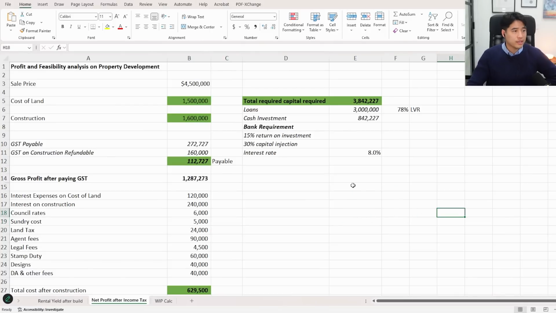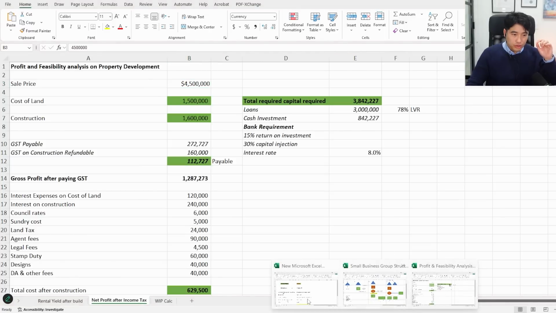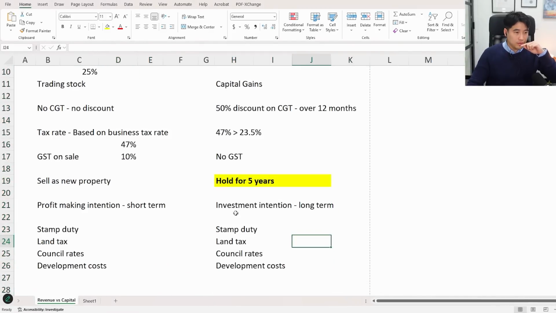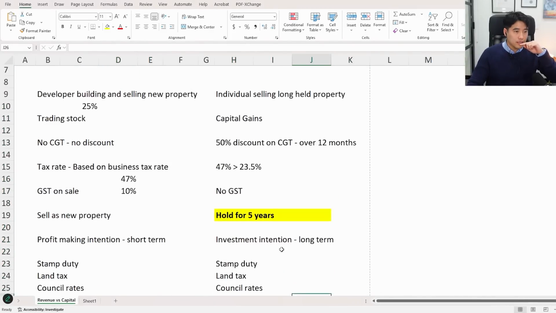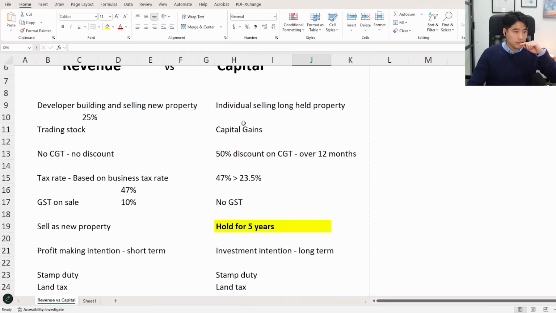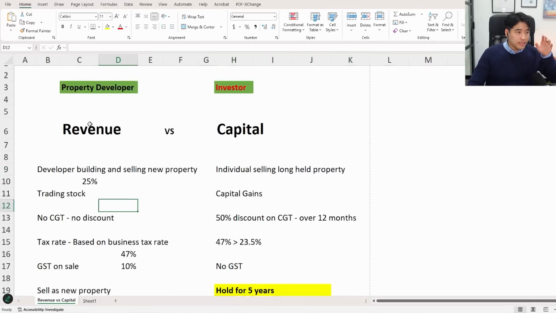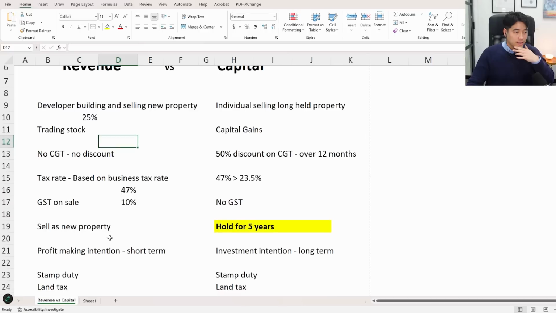All right, one last thing I want to explain to you guys is if you're a property developer. So if your intention was to knock down and rebuild, and you weren't an investor, you weren't holding it for 5 years, your intention is not to hold the property at all. Your intention is to buy the property, knock it down, rebuild, and then you become a property developer. How do you calculate all the extra costs you have to pay?